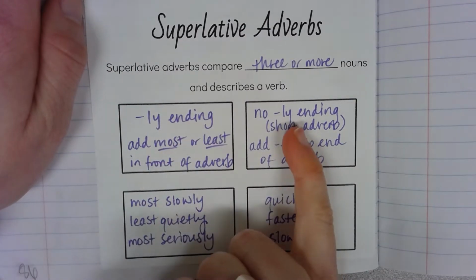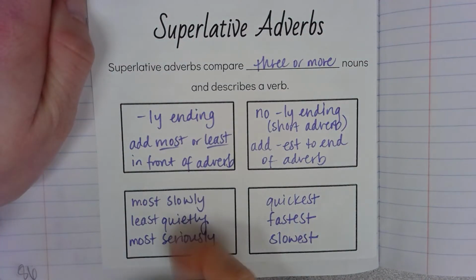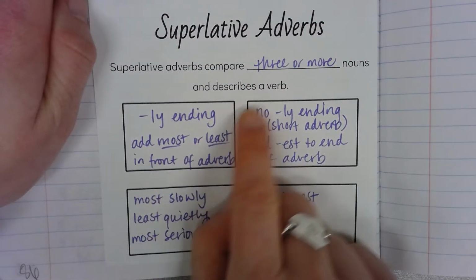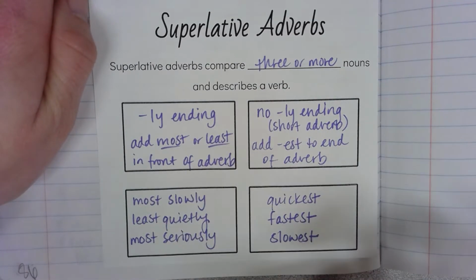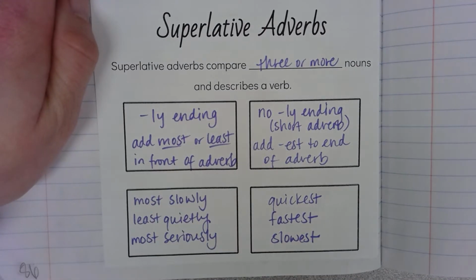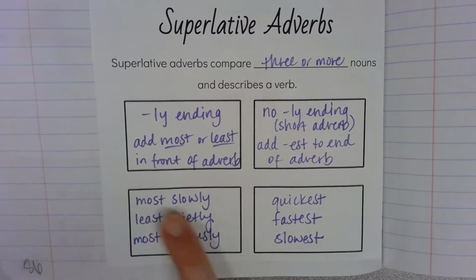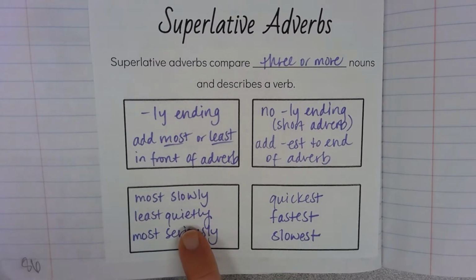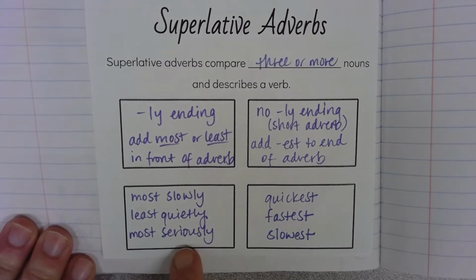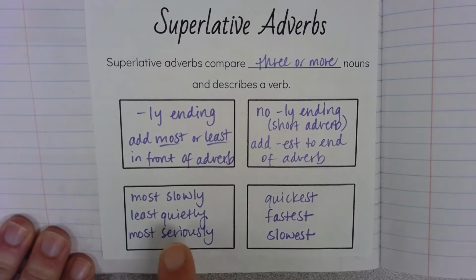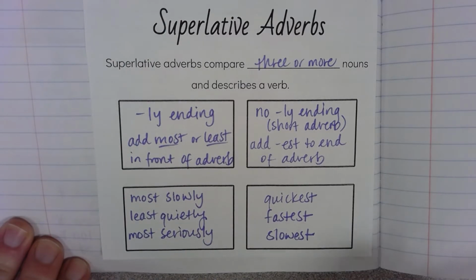Again, ly ending, no ly ending. You can probably guess how comparative and superlative change. Instead of having more in front, once you compare three or more nouns, you're going to add most or least, depending on what you're talking about, in front of the adverb. So someone's moving slowly, but they're moving most slowly out of everyone in the group. Someone's studying quietly, but that group over there is studying the least quietly compared to everyone in the library. Someone's taking the situation seriously, but they're taking the situation most seriously because it's dangerous.